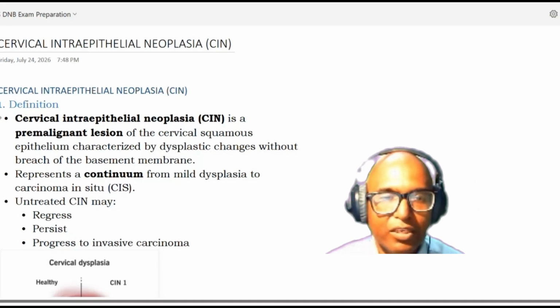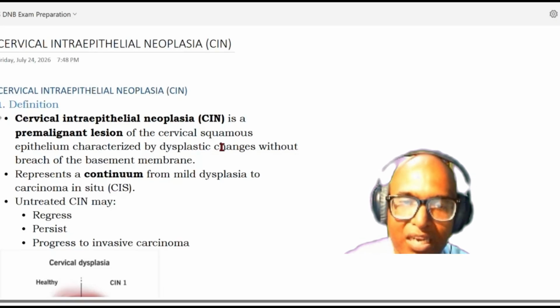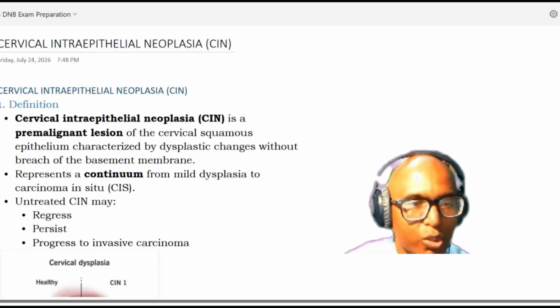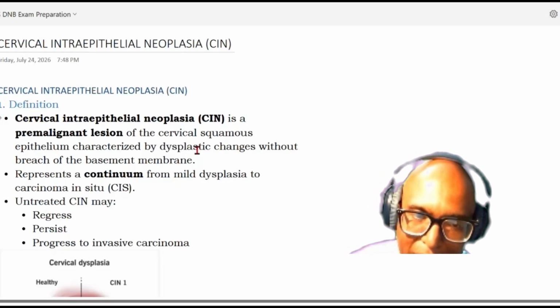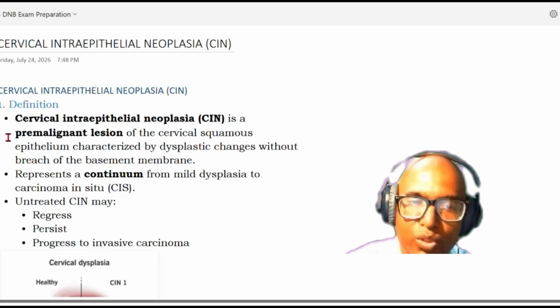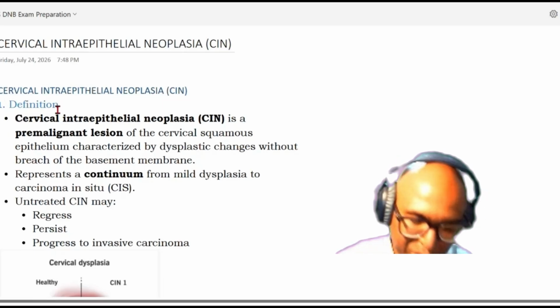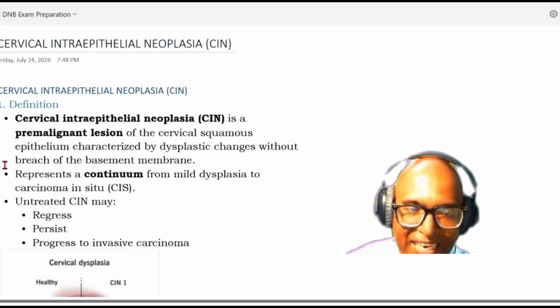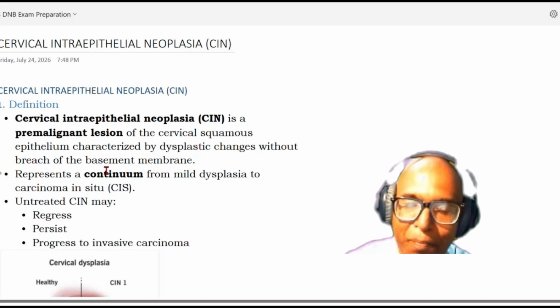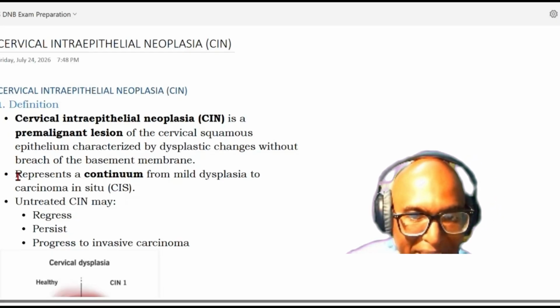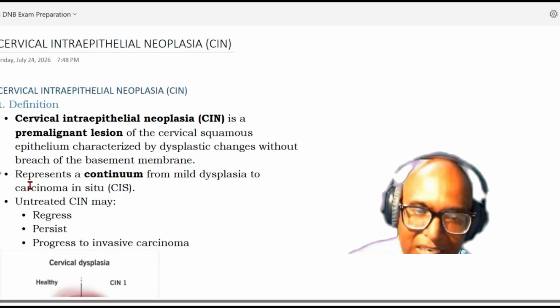Cervical intraepithelial neoplasia is a pre-malignant condition of the cervical squamous epithelium, which is characterized by dysplastic changes without the breach of the basement membrane. So this is very important. There are dysplastic changes in the cervical squamous epithelium, but there is no breach of the basement membrane, and it's a pre-malignant condition. These are the things you should mention when talking about CIN. It represents the continuum from mild dysplasia to severe dysplasia to carcinoma in situ. So it's a spectrum from mild dysplasia to carcinoma in situ.